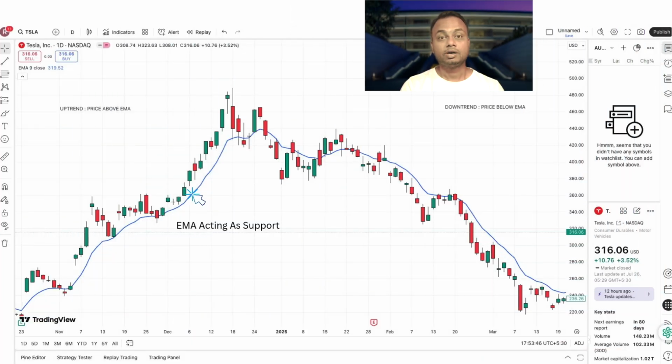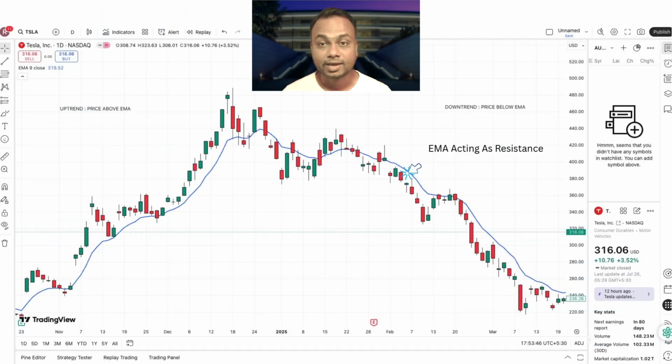Moving averages often act as dynamic support and resistance levels. In an uptrend, a moving average can act as a support level where prices tend to bounce off it and continue higher. In a downtrend, it can act as a resistance level where prices struggle to break above it.